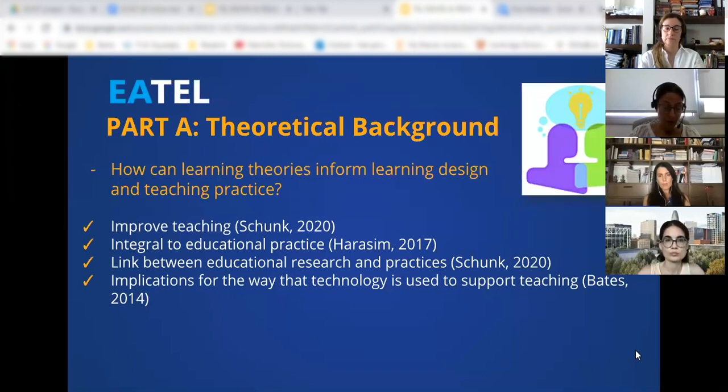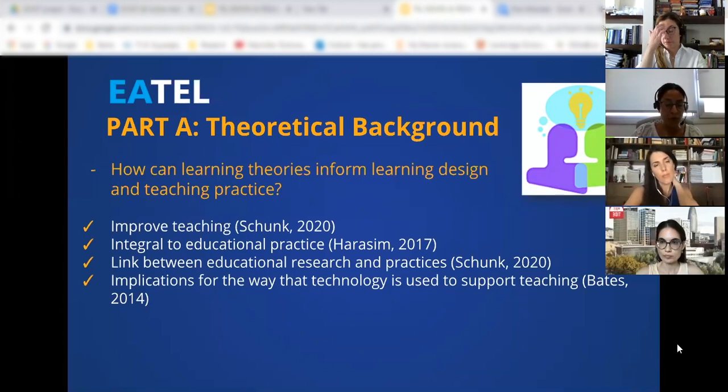Theories also provide a link between educational research and practices, providing tools to organize and translate research findings into recommendations for educational practice. And finally, Bates argues that the choice of or preference for one particular theoretical approach will have major implications for the way that technology is used to support teaching.